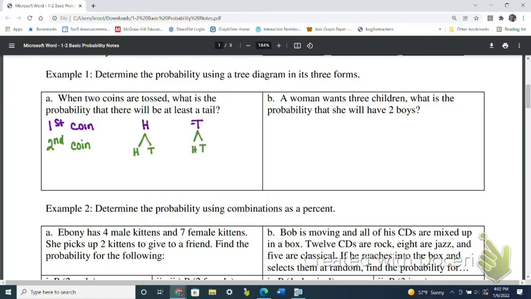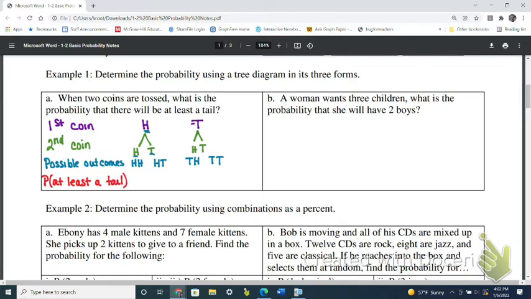And from here, we write our possible outcomes. And this is just like we did yesterday. We follow the tree diagram down. So my possible outcomes are head, head, head, tail, tail, then a head, and tail, tail. So what this question is asking is, what is the probability of at least a tail.